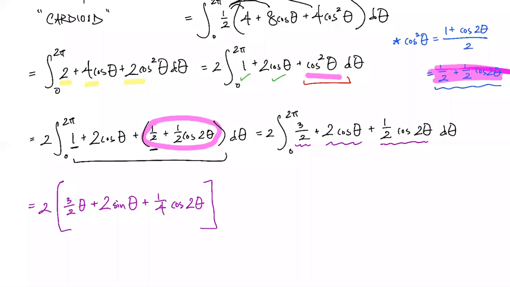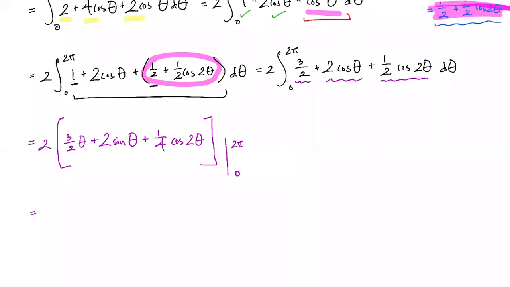And then at the end, we're going to draw a vertical line. We're going to write 2 pi at the top of that and 0 at the bottom. Now, all this means is we're going to plug in 2 pi first into our whole long equation, and then we're going to plug in 0 into our whole long equation. And we're going to subtract those two.